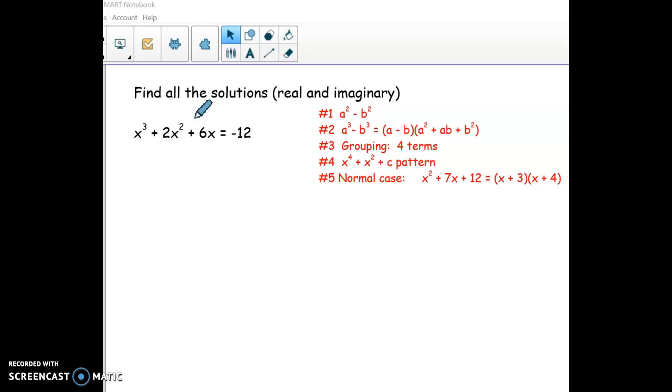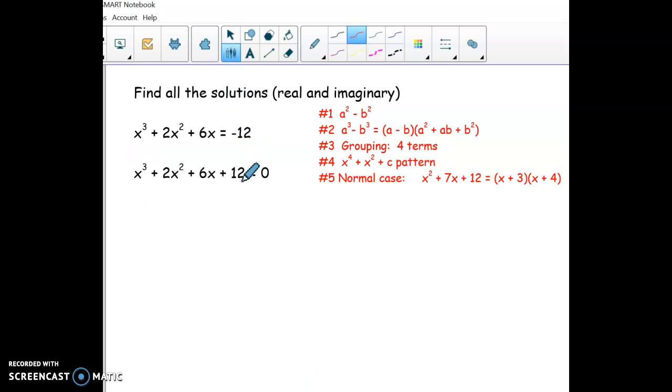All right, so first thing is we should get 0 on one side. If the equation doesn't have that, let's do that quick. Add 12 to both sides. Then hopefully we recognize that this has 4 terms. When that happens, we're going to group. So we're going to group the front two, group the back two. Look for a GCF out of the front two, which would be x squared, so I'm going to pull that out. And then out of the back two, we can pull out a 6.